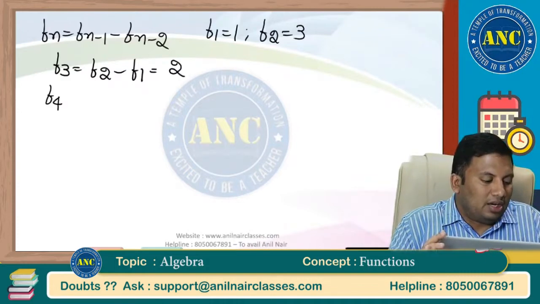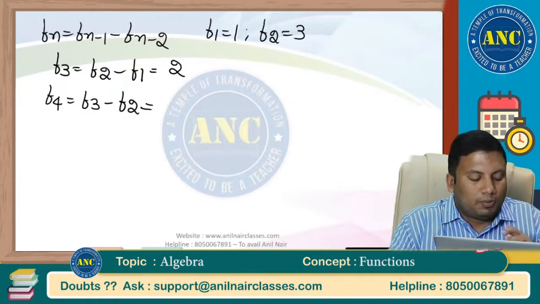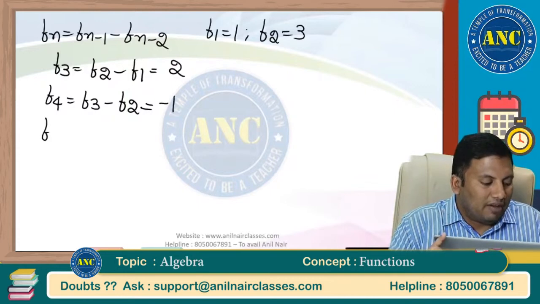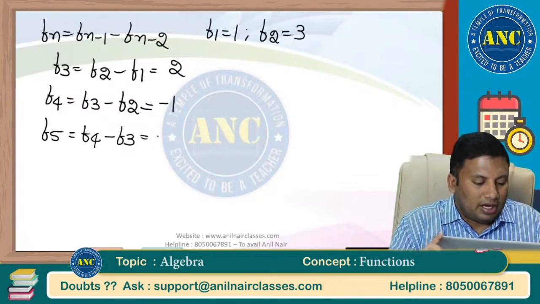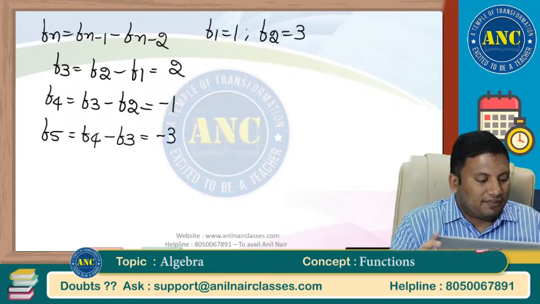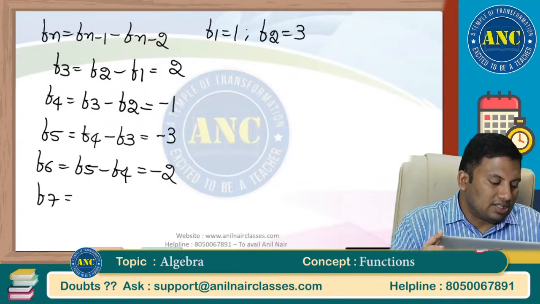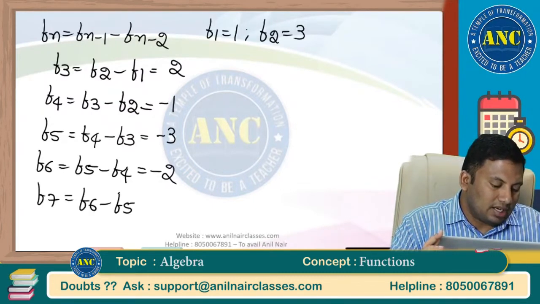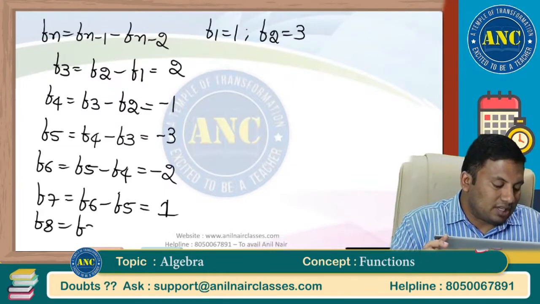If I put n value 4, it is F4 = F3 - F2, 2 minus 3, which is minus 1. F5 is F4 minus F3, minus 1 minus 2, it is minus 3. F6 is F5 minus F4, which is minus 2. F7 is F6 minus F5, which is 1. F8 is F7 minus F6, which is 3.